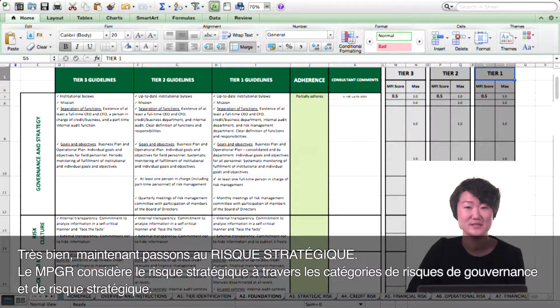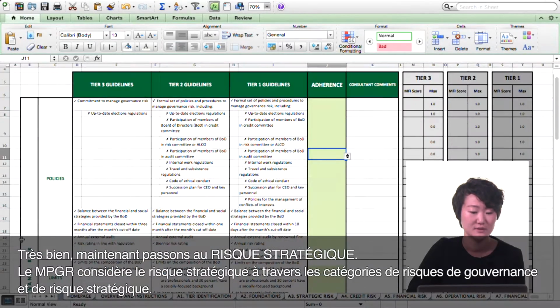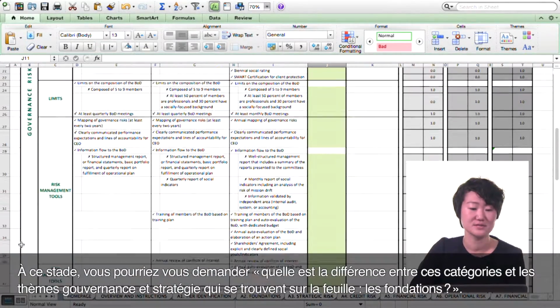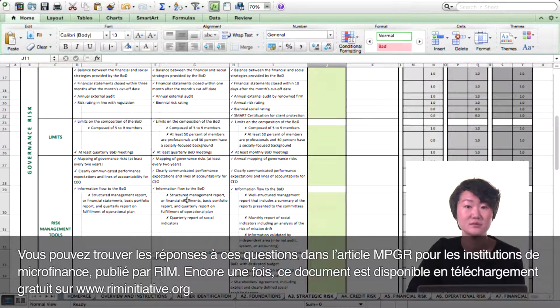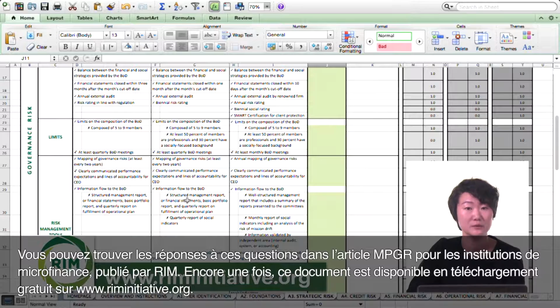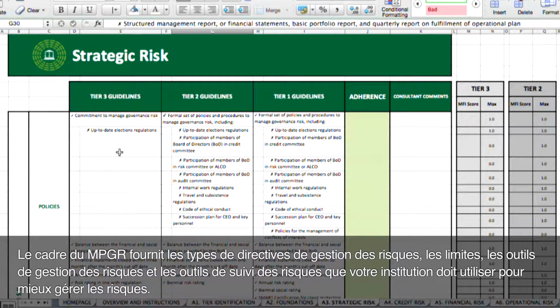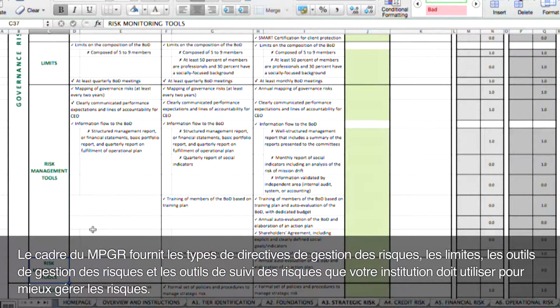All right, so moving on to strategic risk. The RMGM looks at strategic risk through the categories of governance risk and strategic risk. You may be asking yourself at this point, what is the difference between these categories and governance and strategy under foundations? For such questions, your answers can be found in RIM's published RMGM for Microfinance Institutions paper. Once again, this paper is available for free download at www.riminitiative.org. The RMGM framework provides the types of risk management policies, limits, risk management tools, and risk monitoring tools that your institution should use to help manage risks.